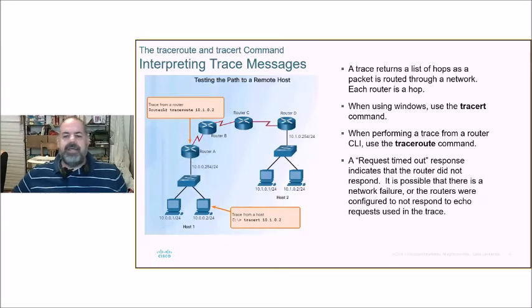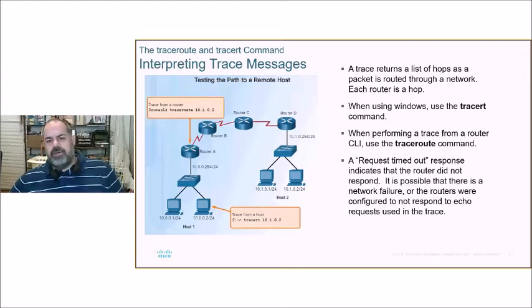A traceroute is pretty good. It's also a very good troubleshooting tool. Trace returns a list of hops as a packet is routed through a network. Each router is a hop. If you're trace routing from this host to that host, it's going to go through these 4 routers, and you'll get those 4 routers as well as the end device you're trace routing to. It gives you time responses and things like that.